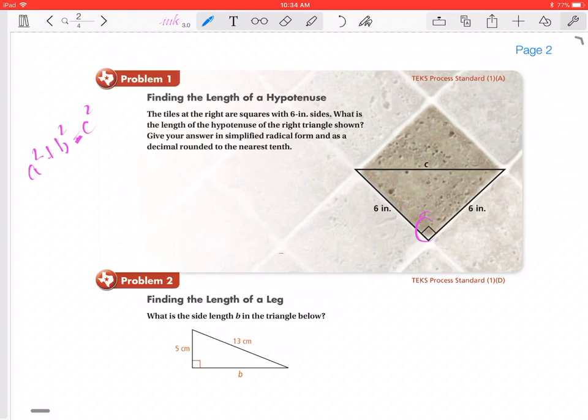It wants us to give the answer in simplified radical form and as a decimal rounded to the nearest tenth. Depending on the situation, one or the other might work better for you. In different situations, keeping the radical in simplified form will be better than rounding it to a decimal, or vice versa. But in this case, we're going to give both answers. So the hypotenuse is the value that we're looking for.